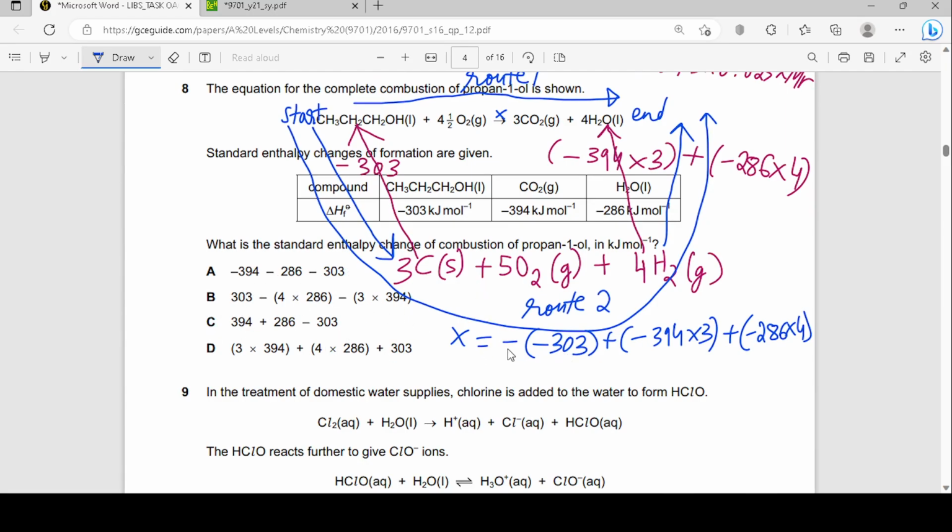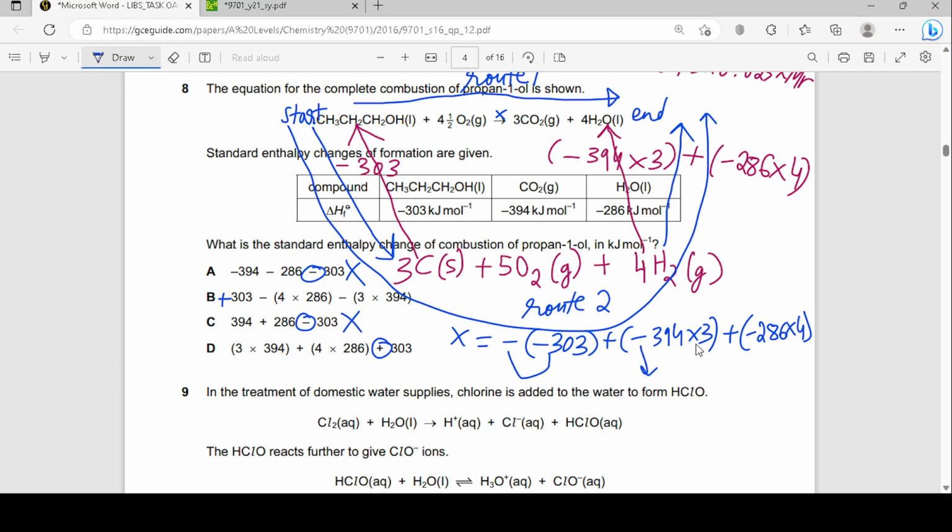Anyways, so minus minus becomes plus, right? So basically, you have to look for a plus 303 in the options. This has minus, this has plus, this has minus, this has plus. So that means because these two are minus 303, right? We got plus 303. So we can immediately eliminate options A and C because they have minus 303. Then between B and D, we have to look at the other things.